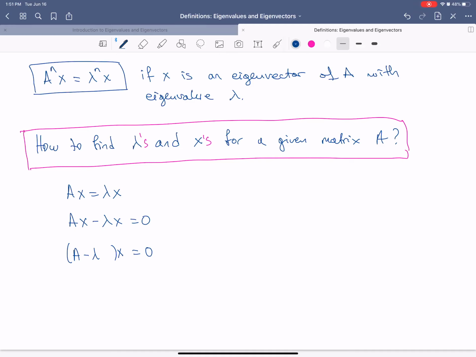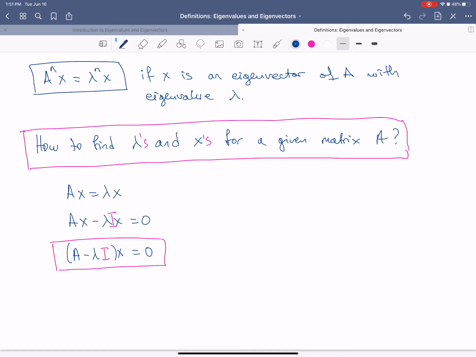So you cannot subtract a number from a matrix. But what you can do is realize that you always have the identity matrix multiplying in between the lambda and the x, because identity times x is just x. So really, in the parentheses, we have A minus lambda I.